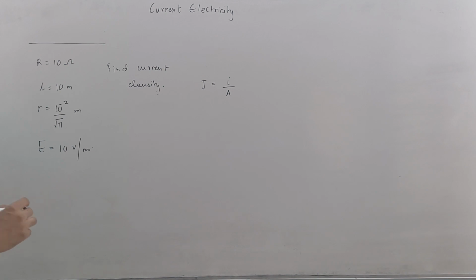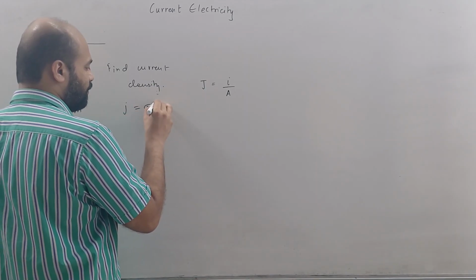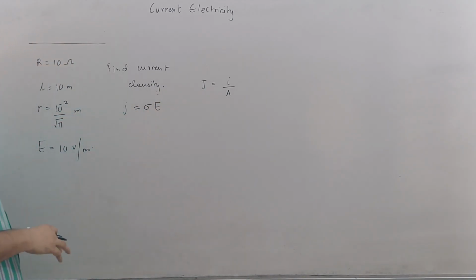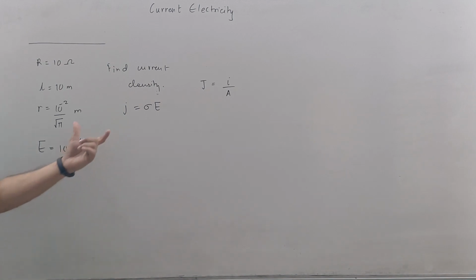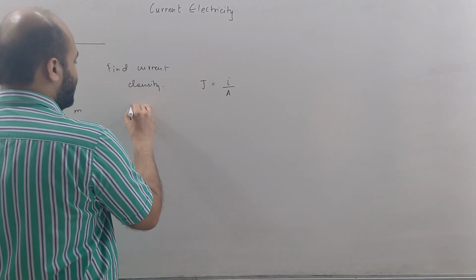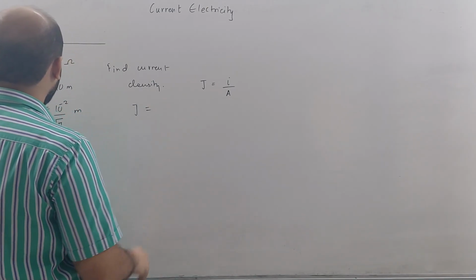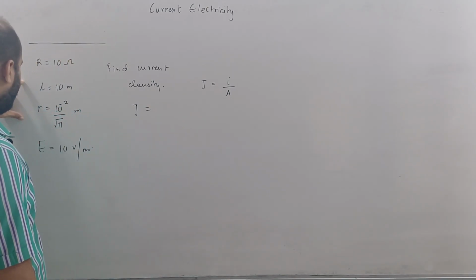When you have to use, you can also have one other formula, which is J equals sigma E. Now, if conductivity or resistivity are given, in that case, we can always use this. Of course, we're going to deal with this later. But for now, it looks like we're going to get a direct answer from here. J is nothing but I by A. So I is, okay, I is what we need to actually find out.